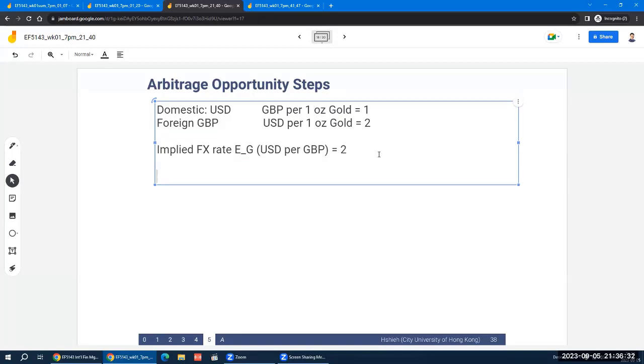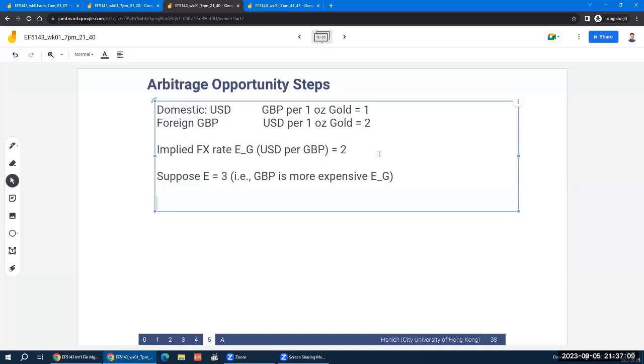All right. So if there is a deviation away from this implied FX rate to some arbitrary quantity, I will show you that someone can make arbitrage profits. So suppose, for simplicity's sake, I'm just going to assume that the market is irrational and quotes a market exchange rate equal to 3. That means GBP is more expensive than the implied rate, right? The implied conversion rate. And I will show you someone can come in and make something from nothing.